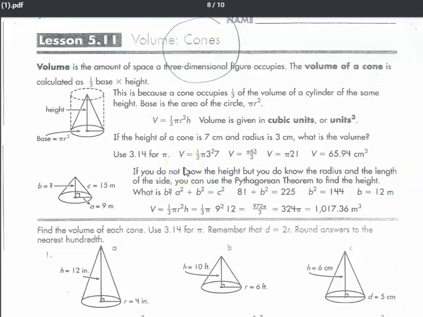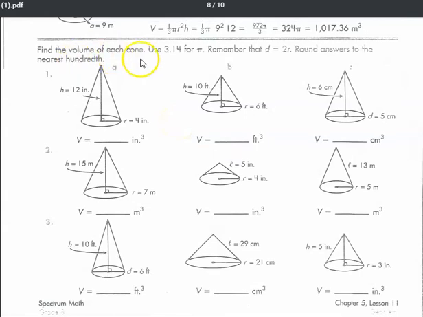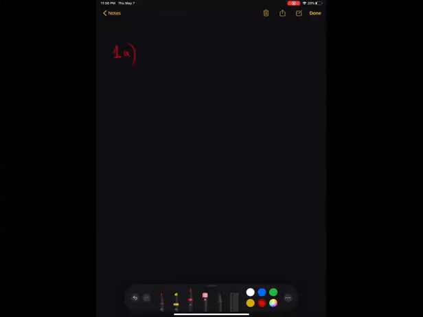So let's see, what do we have here? It says, find the volume of each cone. Use 3.14 for pi. Remember that the diameter is equal to 2 times the radius. Round answers to the nearest hundredth. Which one should we do? I'm going to do number 1A, and I am going to do number 1C.